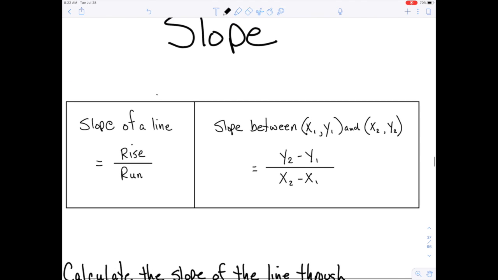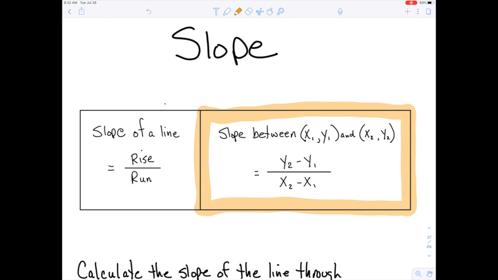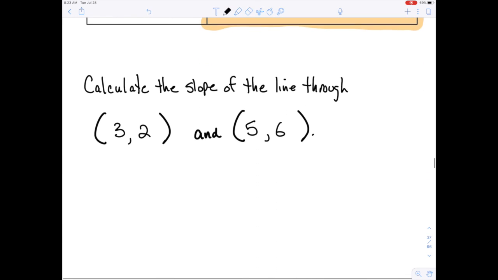Now, slope can be calculated a couple different ways, and in the last video I calculated slope using rise and run. This time I'm going to be calculating slope based on a formula that allows you to compare two different values, two different ordered pairs specifically. If you just put the numbers in the right place, do some subtraction, and then maybe simplify a fraction at the end, you will have your slope. So let's look at a few examples.